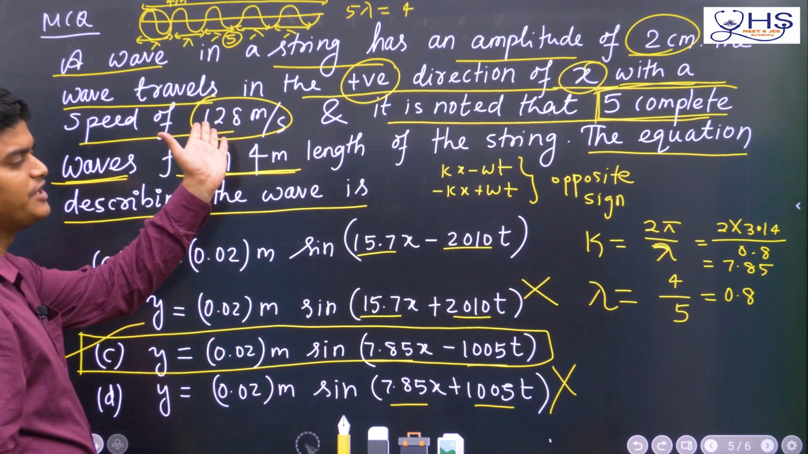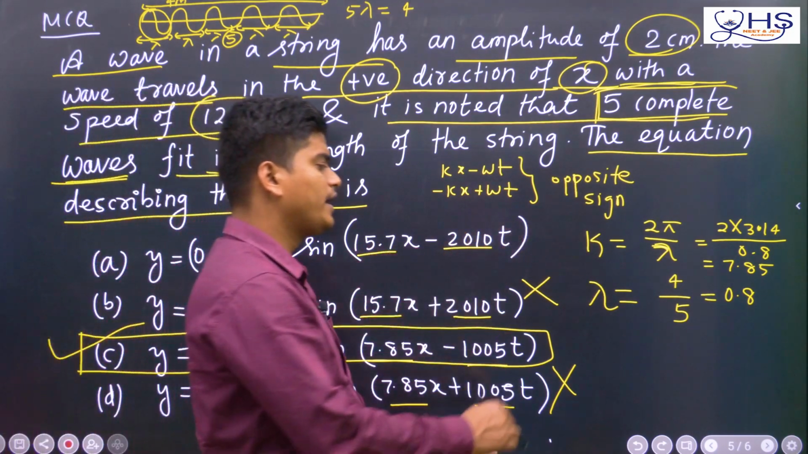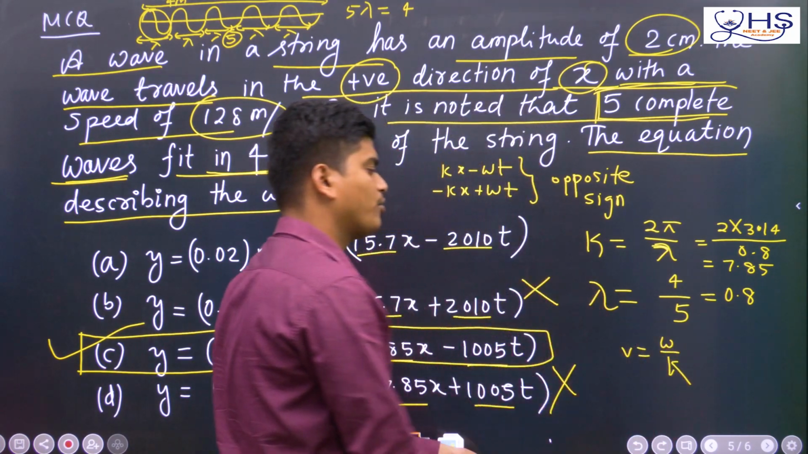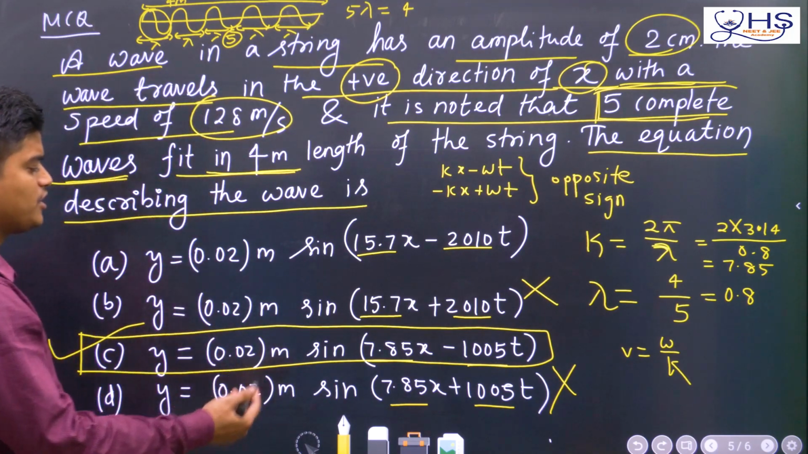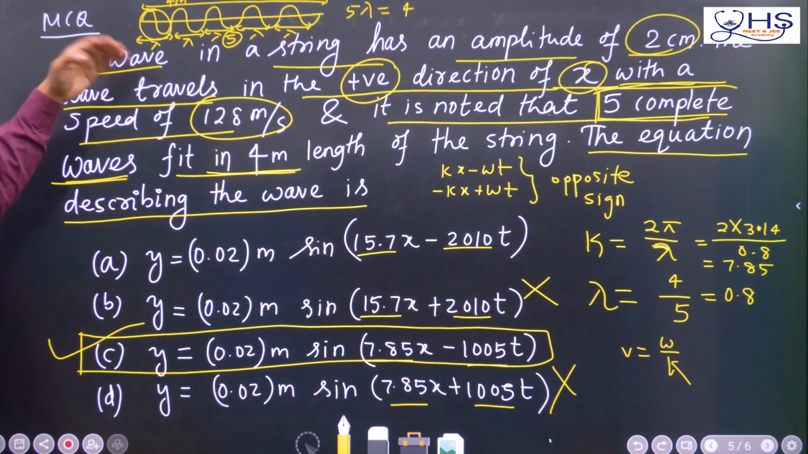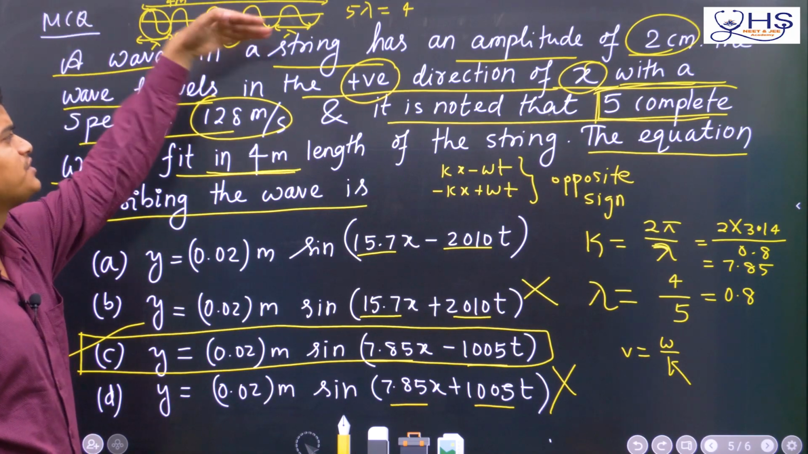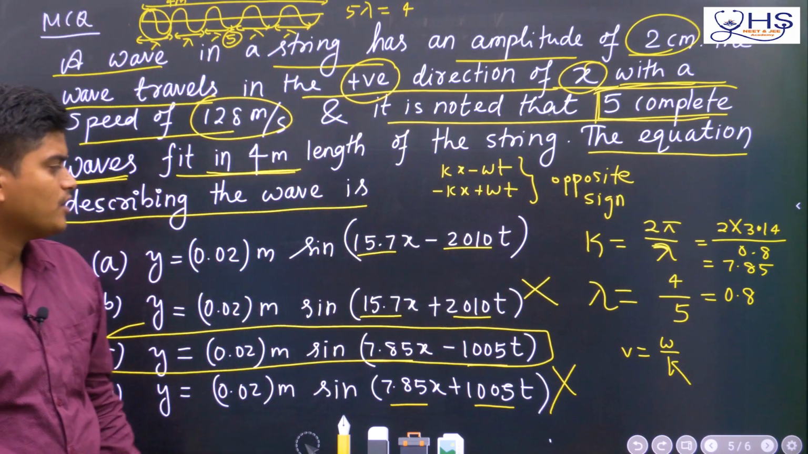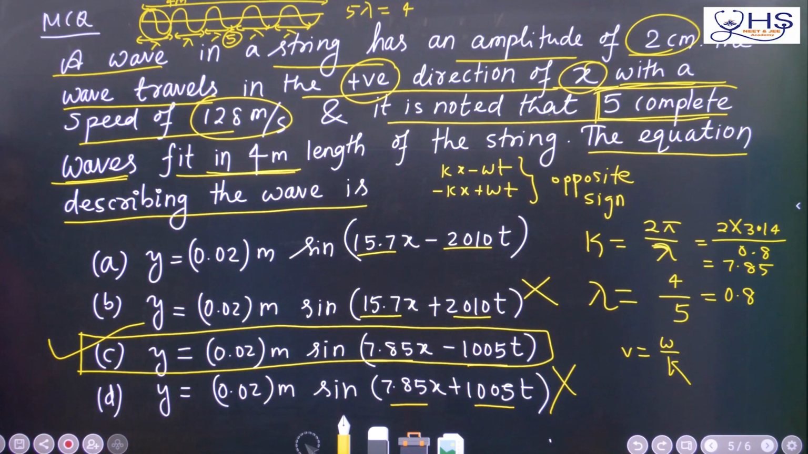So here 128 speed is given, k you already got, and v is nothing but omega by k. If you want to find omega also you can find. But the thing is, you understand whenever questions are changing a little like this, 5 complete waves in a 4 meter length, the lambda will be 0.8. Okay, so this is the idea we are getting here.